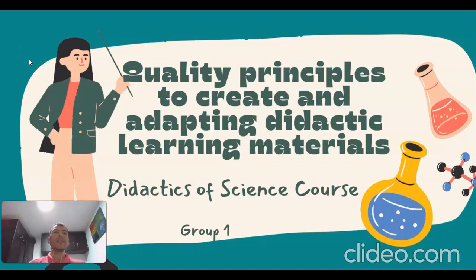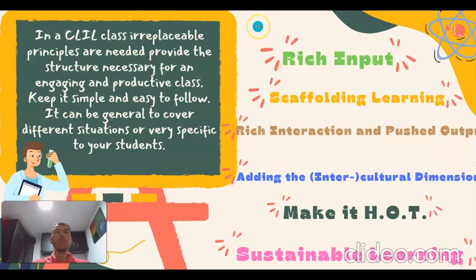Dear partner. Okay, I'm going to continue with the explanation about this topic. Let's see. Quality principles to create adaptive didactic learning materials. There are six quality principles to create, plan, and adapt a clear class for this method, or maybe to use another approach, for example, the TBLT approach with this method.